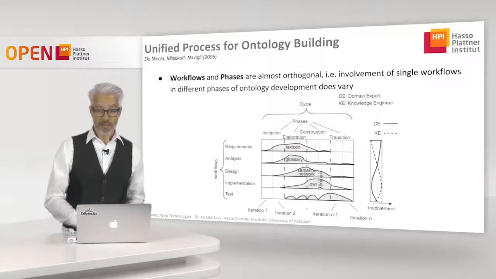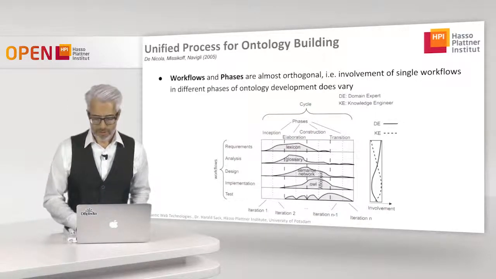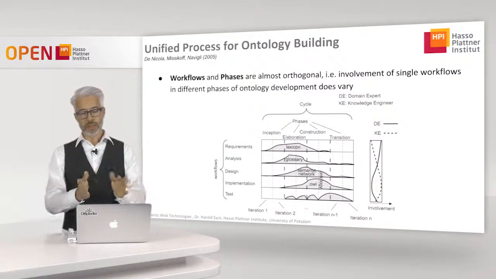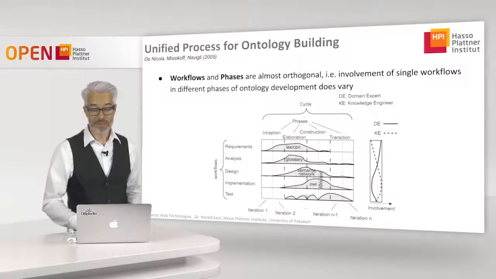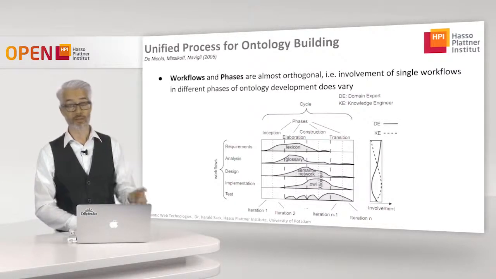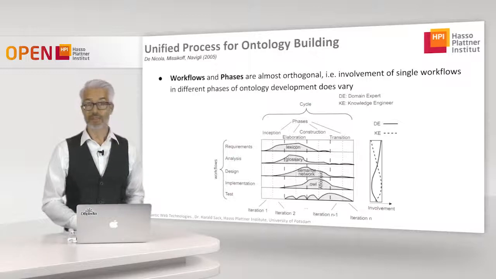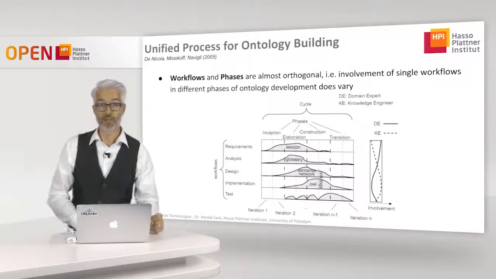And you see here on the right side of the screen a graph which shows the involvement of the two groups who are involved in that process. DE is the domain expert, the solid line. And you have KE, the knowledge engineer, and this is the dashed line.